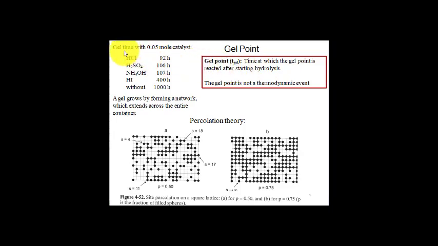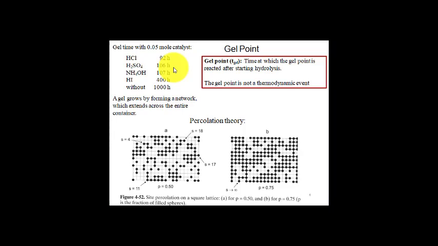For different materials, the gel time with 0.05 mole catalyst: for HCl it is 92 hours, H2SO4 106 hours, for ammonium hydroxide 107 hours, for HI 400 hours, and without any catalyst it can be 1000 hours. A gel grows by forming a network which extends across the entire container.